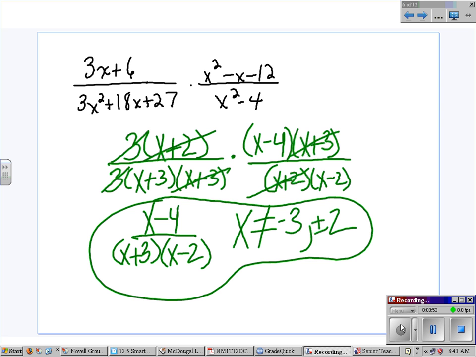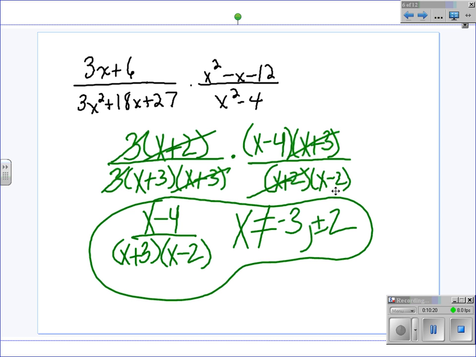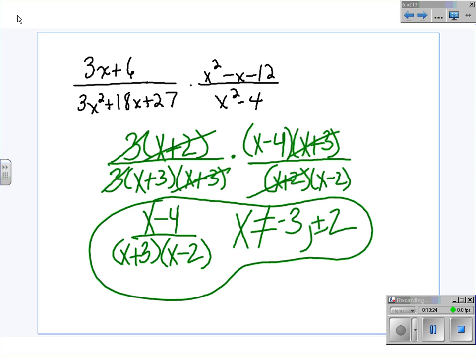Looking back at this now, we can see that x minus 4 over x plus 3 and x minus 2 is the simplified version. We're going to leave it in factored form. I don't want you to multiply it. Please don't multiply it back out, okay? And then having looked at the original numbers here, x plus 3, we had that up there twice, but we only have to write a -3 once. Our x plus 2 and our x minus 2 here, we have plus minus 2 as our excluded values as well. Any questions in regards to this?